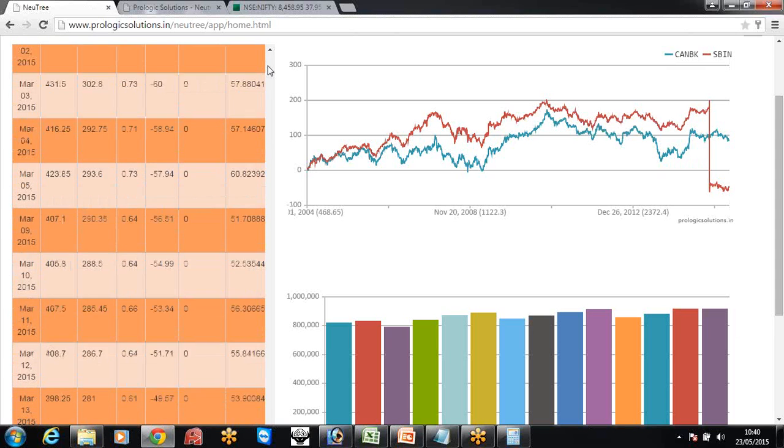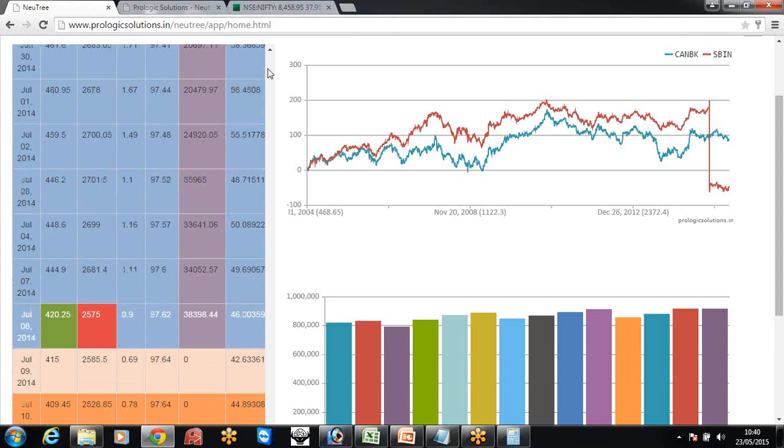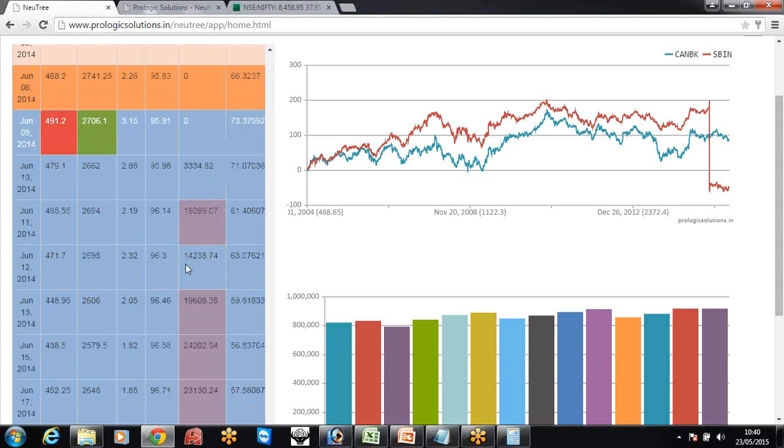So I am just going back to the previous calls. We had this call on June 9th, 2014, where we had Canara Bank short. Now the current running trade is Canara Bank buy and SBI short. Here in this case, it is Canara Bank short on June 9th and buy in SBI when the price was 2,700, that is before the split. Here you can see the correlation started at 3.15, perfect correlation of 95%.